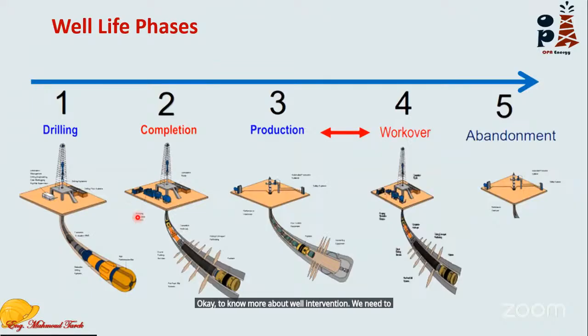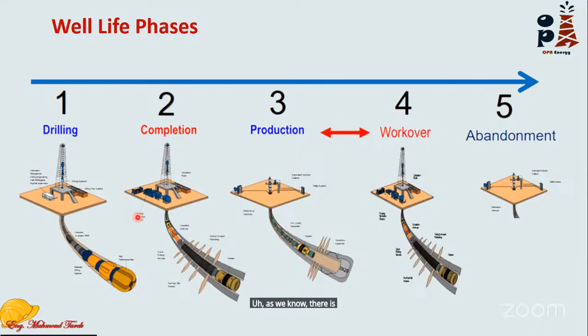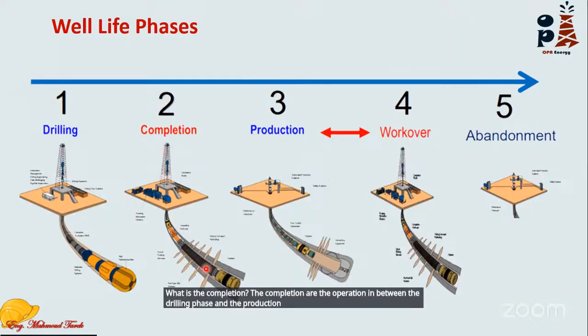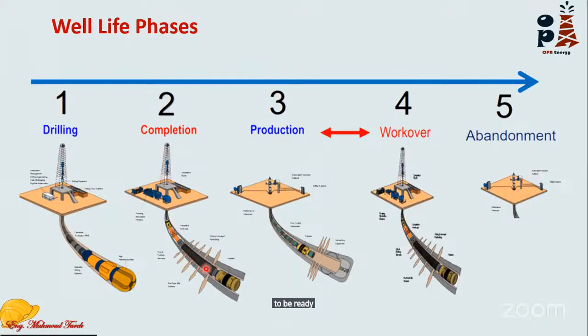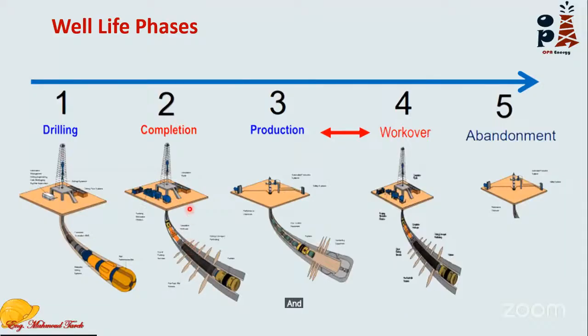Okay, to know more about well intervention, we need to know when we will apply it. As we know, there are life phases as shown, starting from drilling the well and going through completion operation. What is the completion? The completion is the operation in between the drilling phase and the production phase to complete my well to be ready for production by installing the required accessories, making a perforation and unloading the well and so on. So after that, the well is put on production.